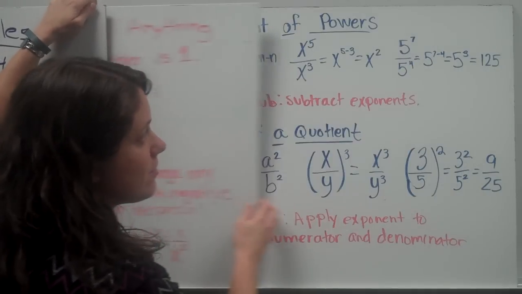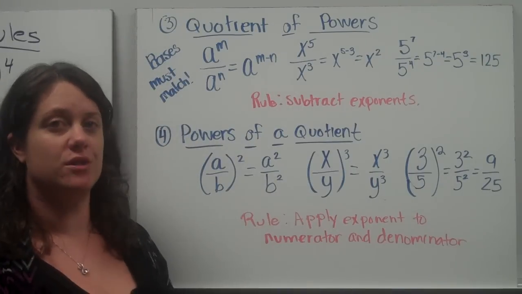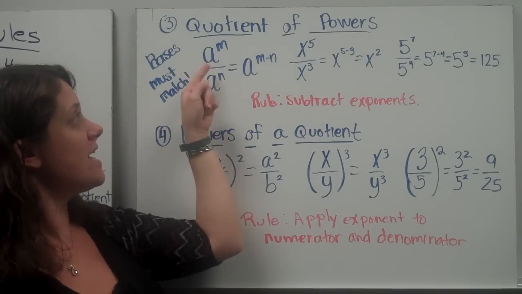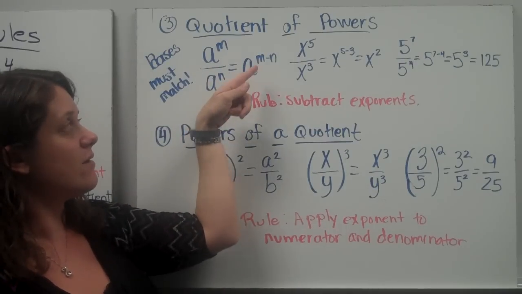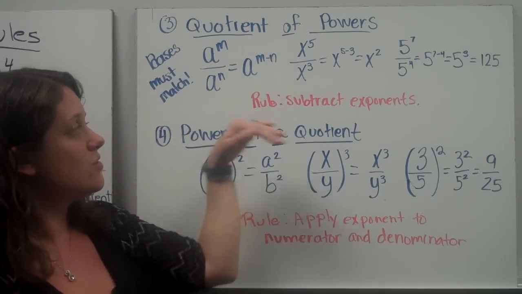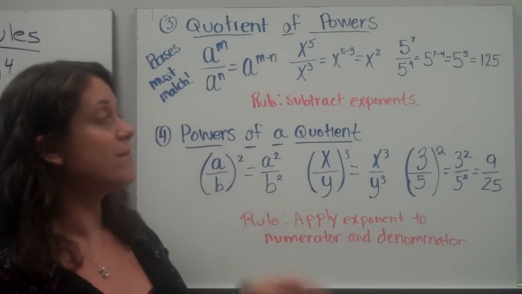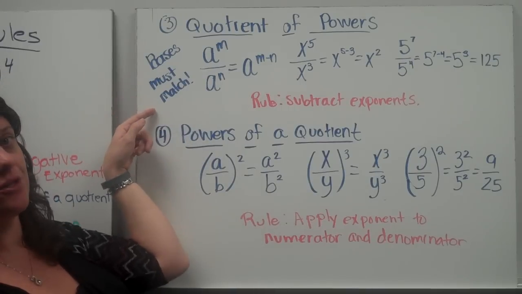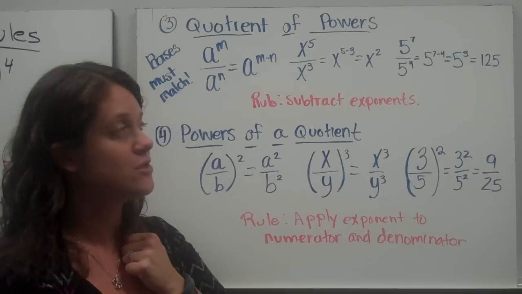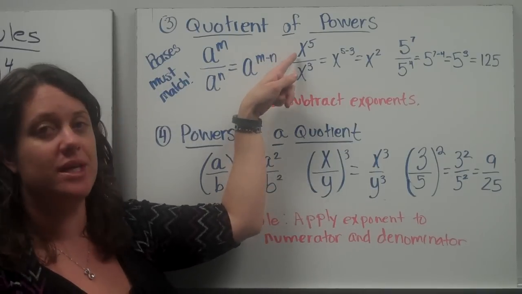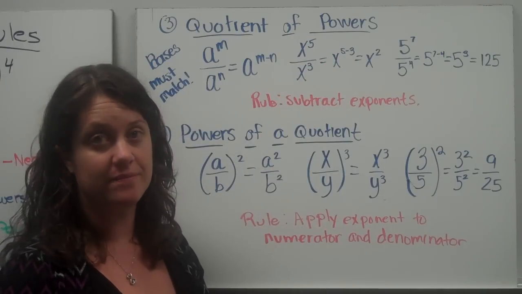Okay, so for rule number 3 and 4, these are the quotient rules. Number 3 is the quotient of powers rule. So for example, if I had a to the m over a to the n, I would take a and I would have to do m minus n. So the rule is that I subtract the exponents. It's very, very important to remember that the bases must match. See here, the a's match. In order for that to work, the bases have to match. So I look at this example, I check that the bases match, they do. So then I can do 5 minus 3 and I get x squared.